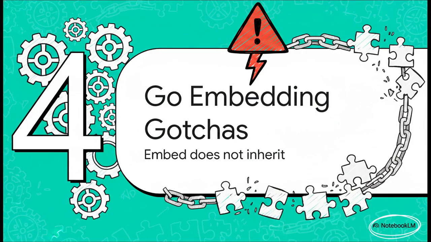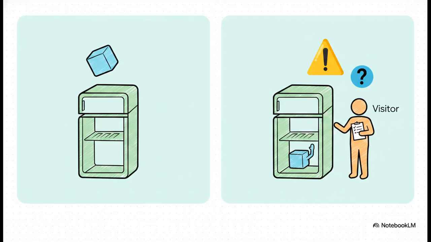Okay, Section 4. Go embedding and visitors. Let's look at a massive implementation detail, a huge gotcha, that you will absolutely hit in production if you aren't careful. In our e-commerce example, you might naturally create a generic product struct and embed it into your fridge struct to share common fields like ID or price.